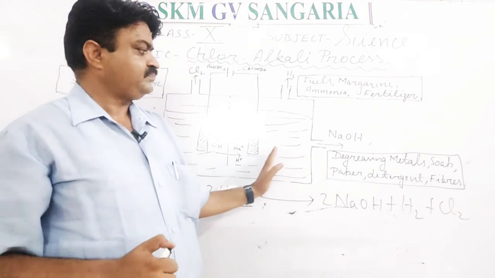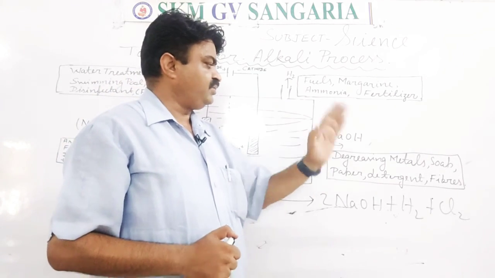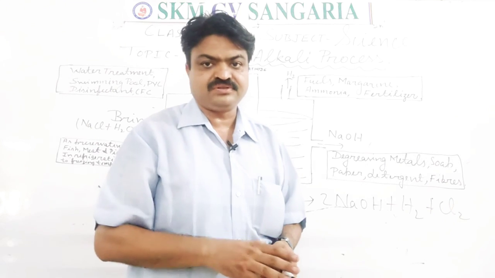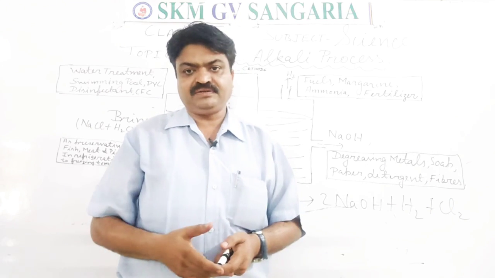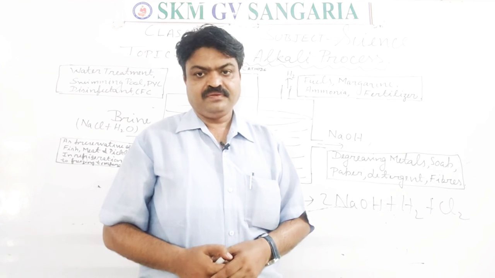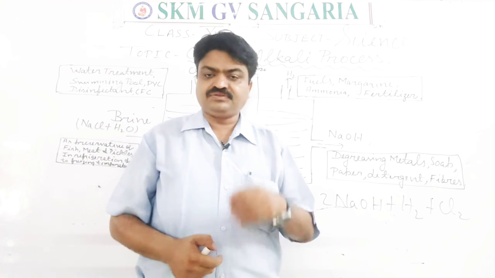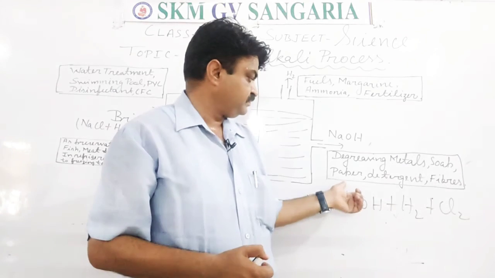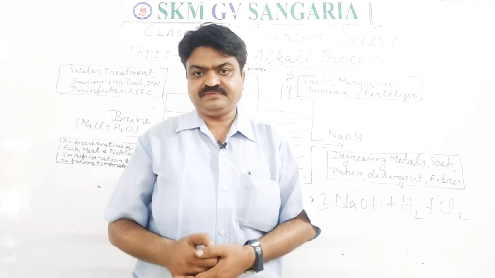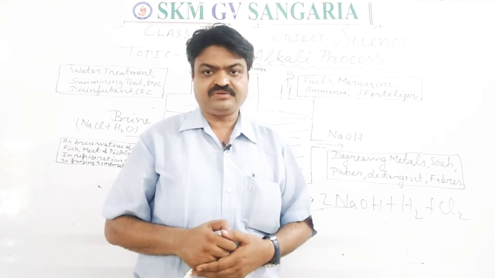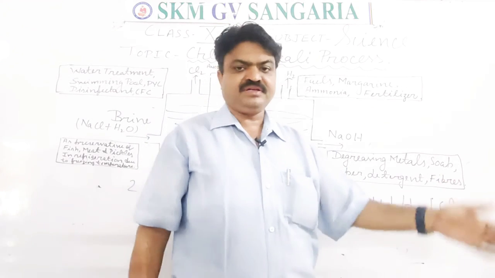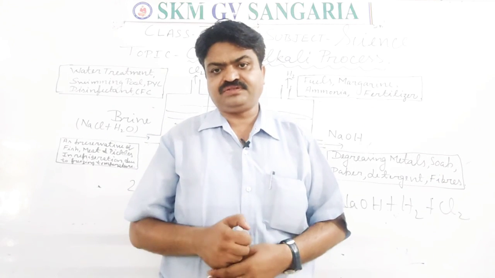With this, we get the sodium hydroxide, student. This sodium hydroxide is used for degreasing metals. With this, it is also used in the soap, paper, detergent and textile industries. Means the sodium hydroxide is used in soap, paper, detergent and textile industries, student.